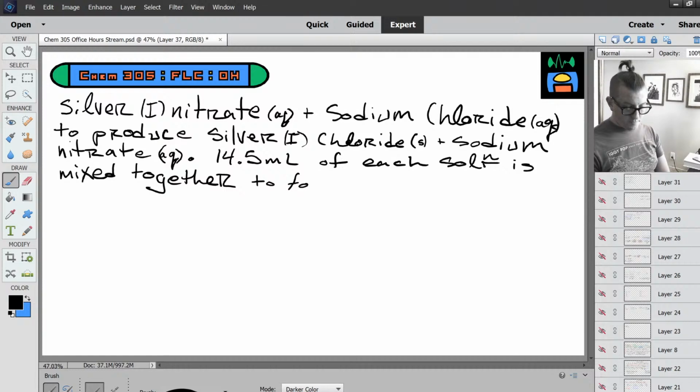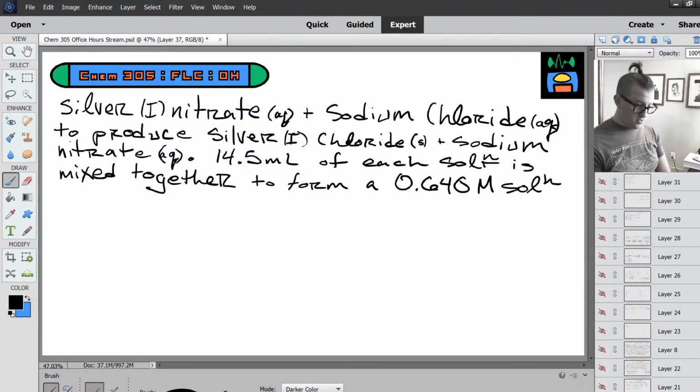To form a 0.640 molar solution of sodium nitrate.